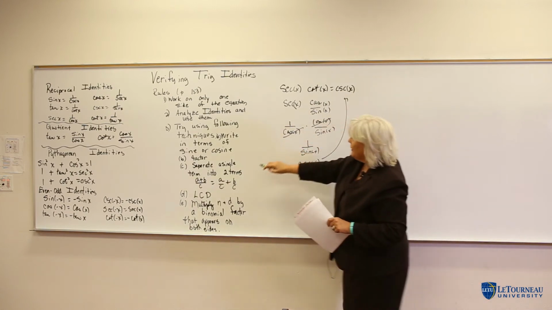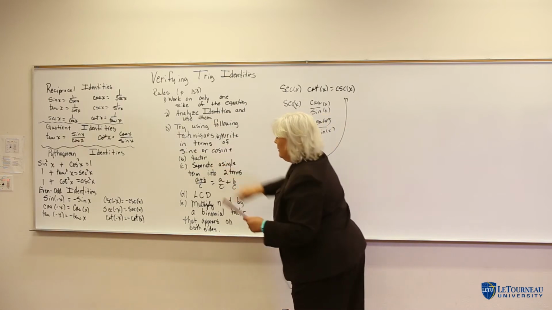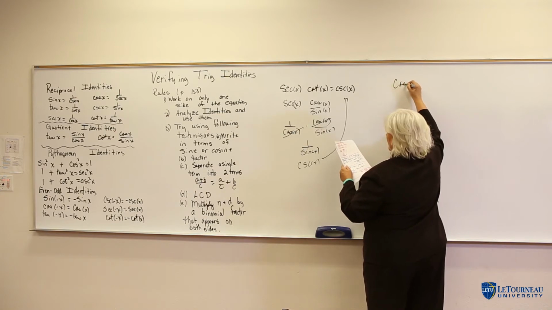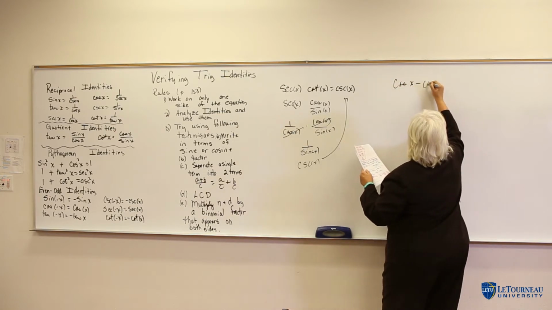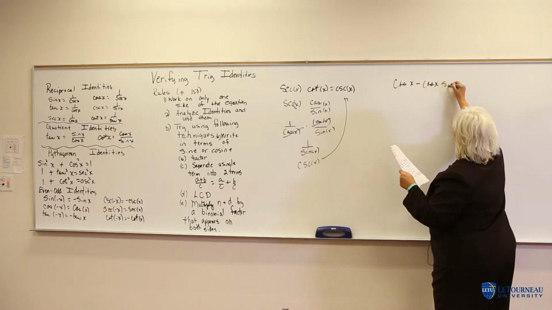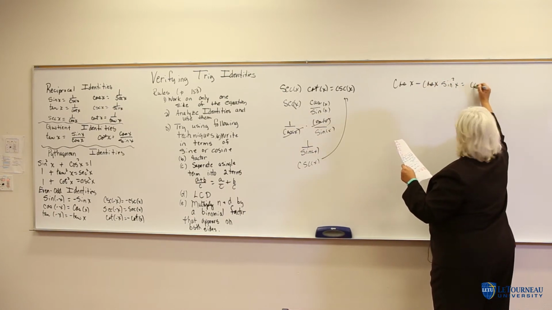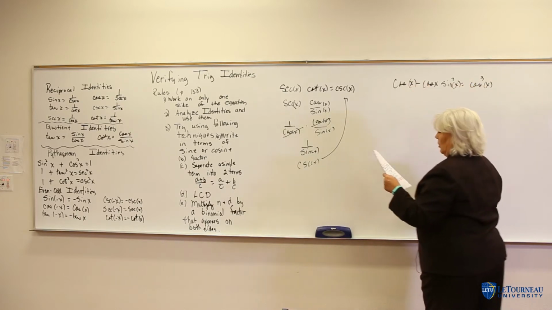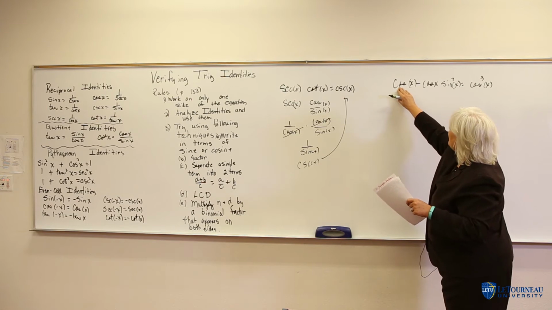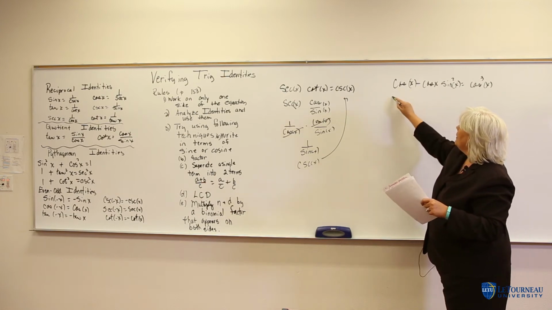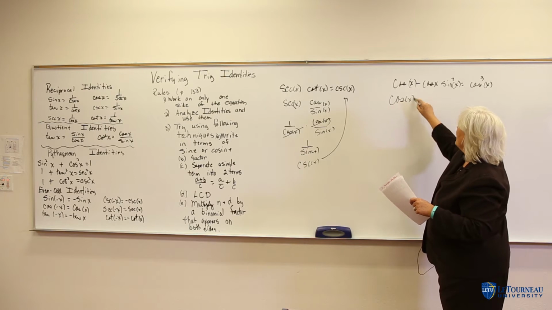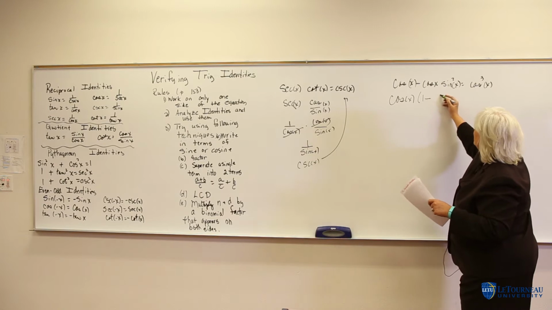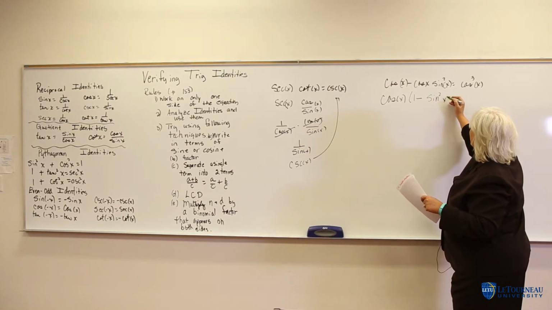The next one is I'm going to use factoring. So I have cosine x minus cosine x sine squared x is equal to cosine cubed x. So what I'm going to do is I'm going to factor out. Both of these have a cosine in common, so I'm factoring out cosine x, which is going to leave me with 1 minus sine squared x.